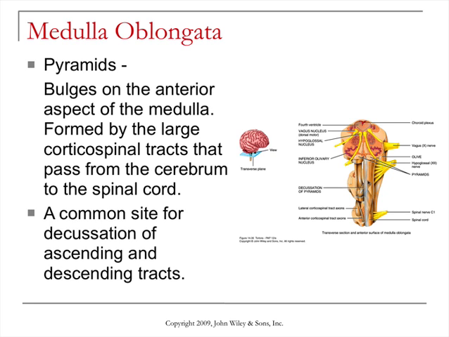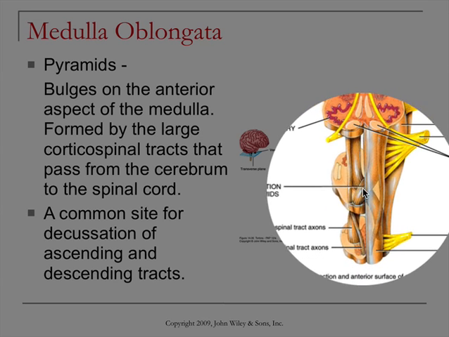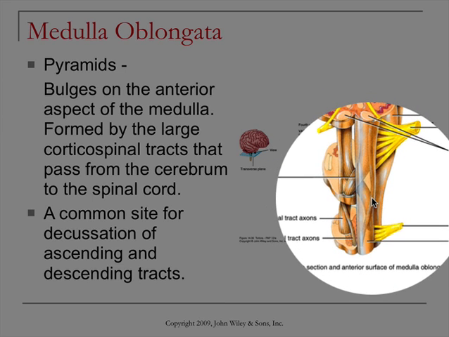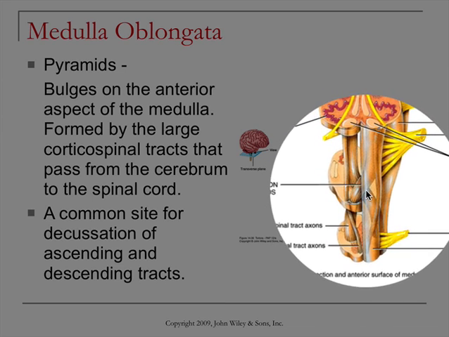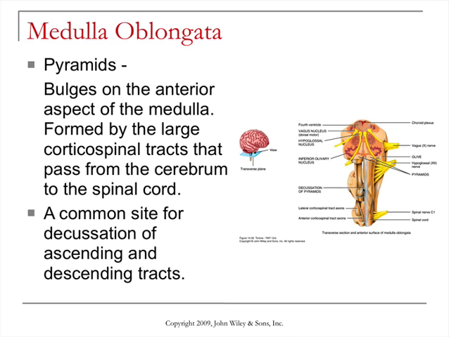As we can see in this diagram, these axons are crossing over at this location within the medulla, and this crossing over is called the decussation of pyramids. This decussation explains why the left side of your brain controls the right side of your body, and the right side of your brain controls the left side of your body.